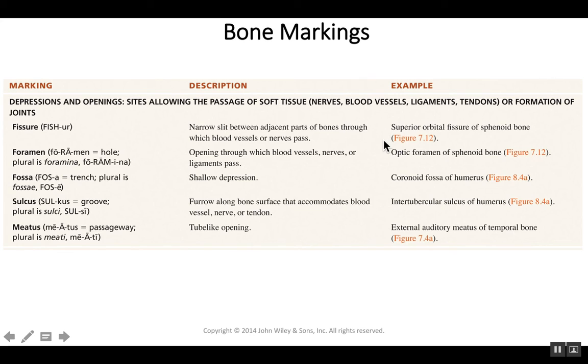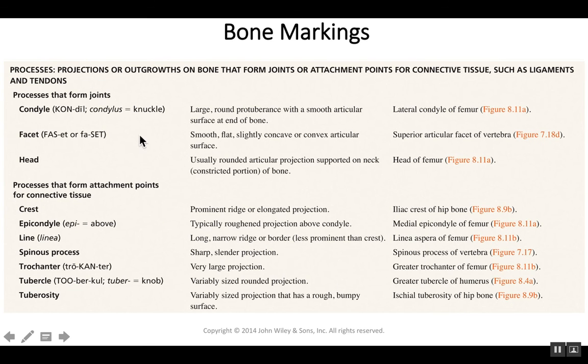There are some examples listed on this table. We will actually be learning all of these surface markings in this table, so we will address them when we get to those bones and their markings. There are also processes found on bones. These are projections or outgrowths on the bone. Usually these are there to either form a joint with another bone, or they serve as an attachment point for ligaments and tendons.